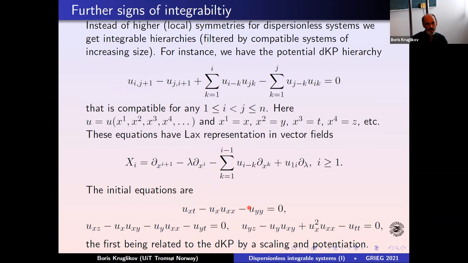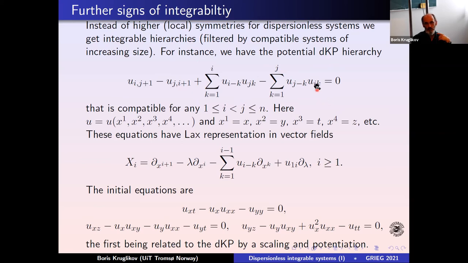Okay, so further signs of integrability. When we go to the dispersionless context, then instead of higher local symmetries, we will get integrable hierarchies, which are also some filtered subspaces. But now it's not the algebra structure, but rather compatible systems of increasing size. In the case of the right potential, in a moment I will explain why, it is a system of this kind.